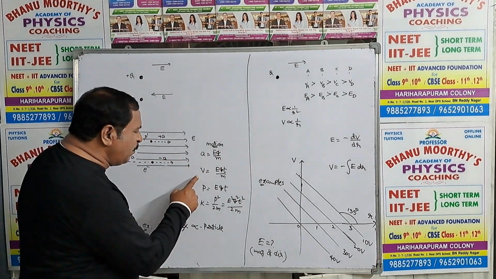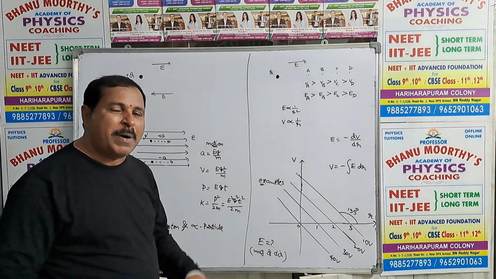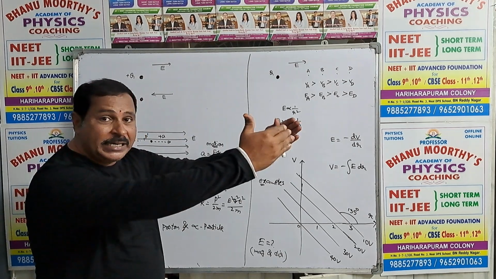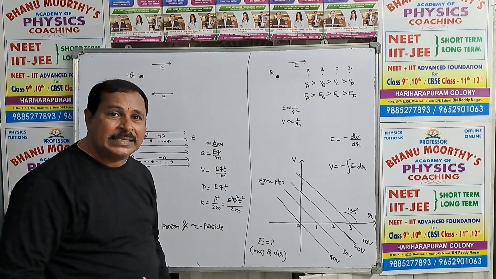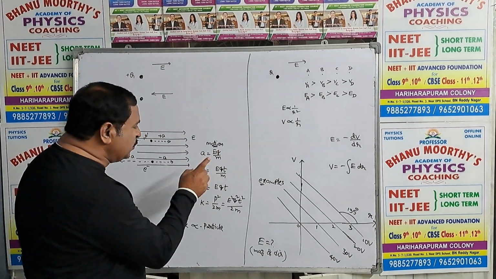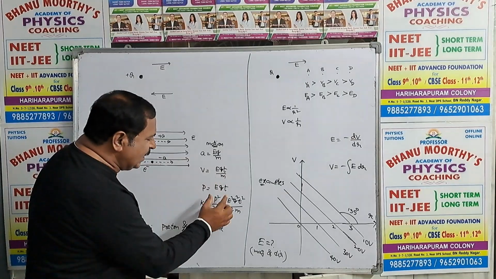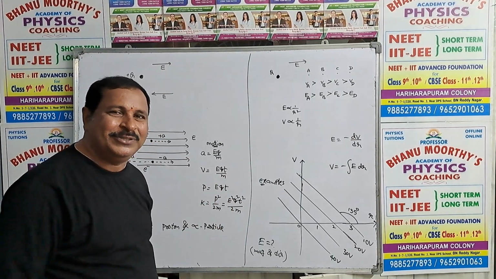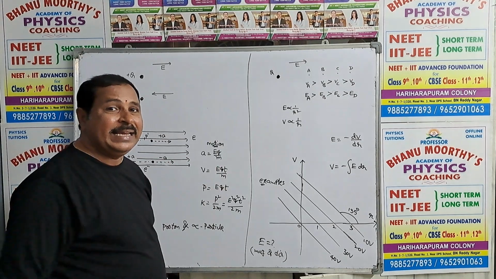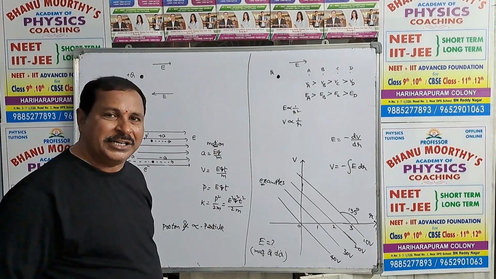Now, what is the third parameter? The momentum of the particle. The particle gets accelerated, no? So the momentum of the particle is mv, mass into this velocity. The mass gets cancelled, and you will get Eqt. This is the momentum the particle gains in the direction of the electric field.